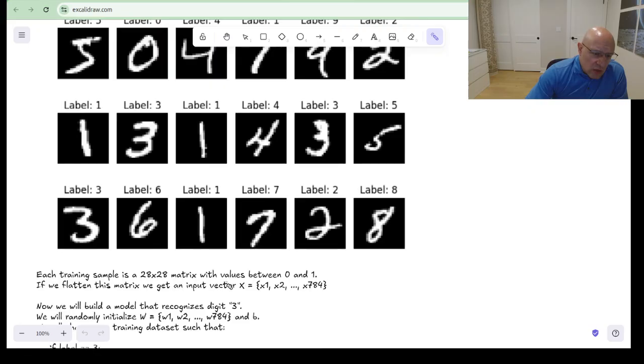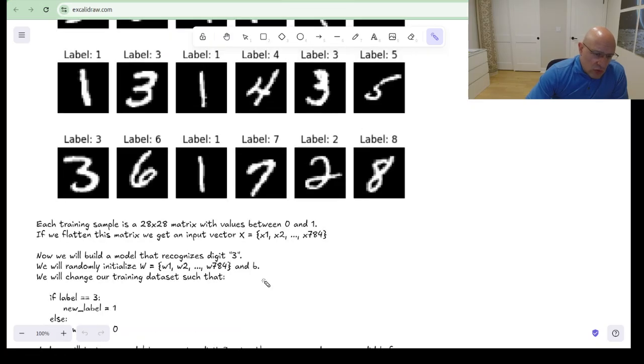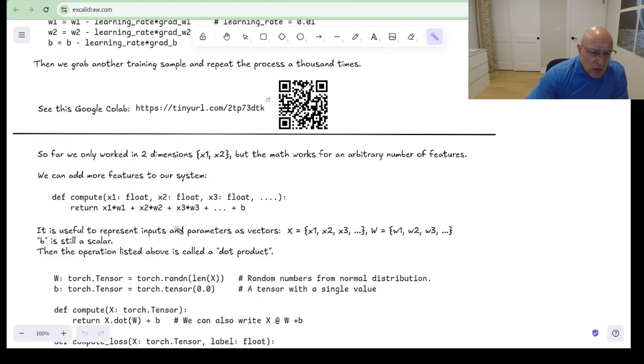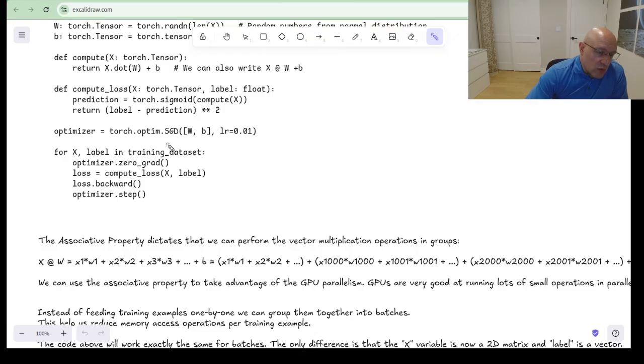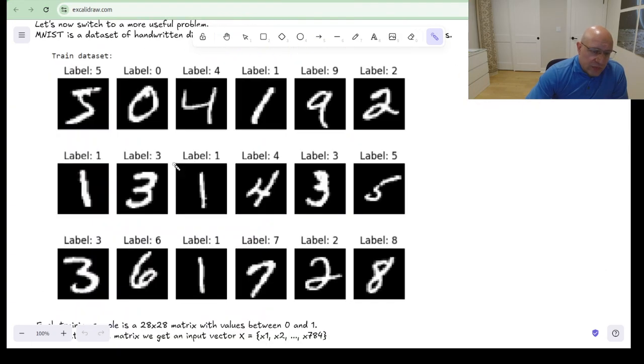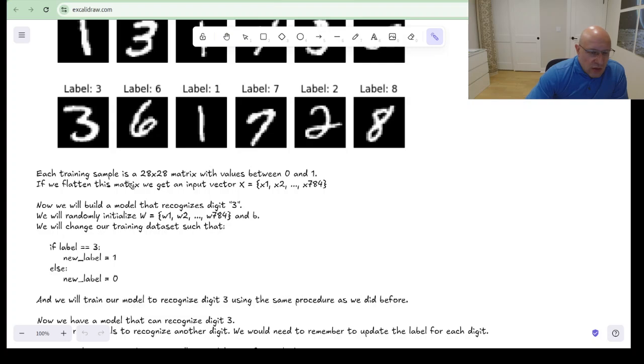Let's say that for now we want to just build one model that recognizes just the digit 3. We don't care about recognizing digit 4 or 5 or 7, just digit 3. So we know how to do this. We already built a system, as we saw here, that can take an input vector of arbitrary length and a label that is 0 or 1, and it can build a model that can separate the negative from positive examples.